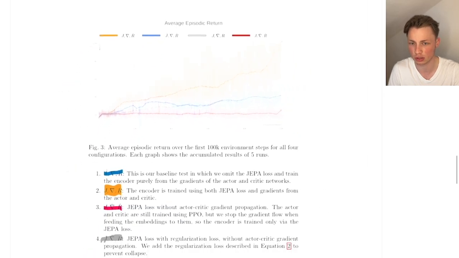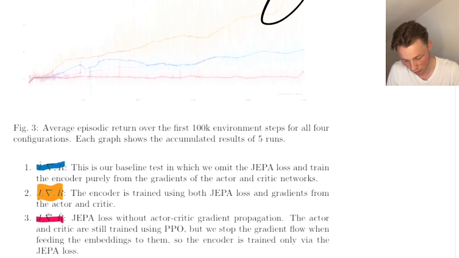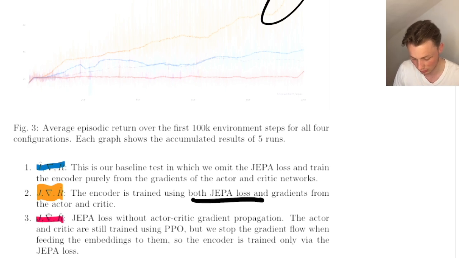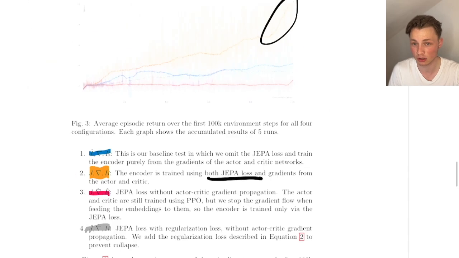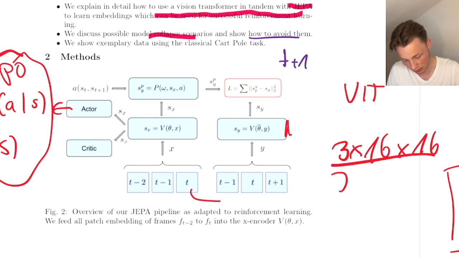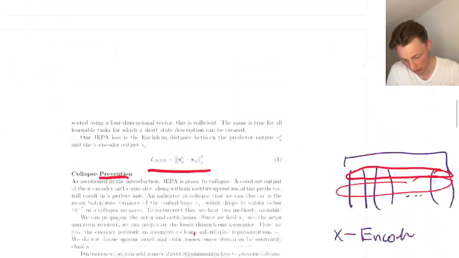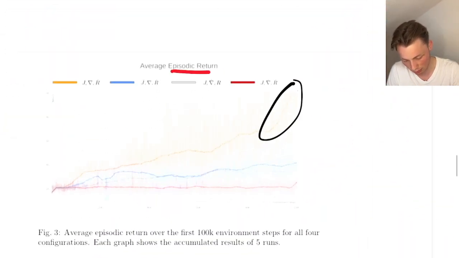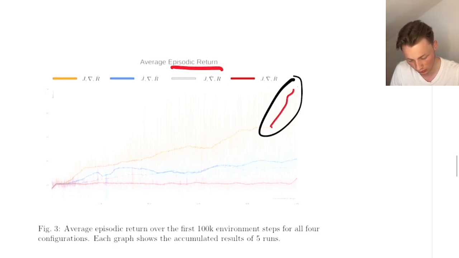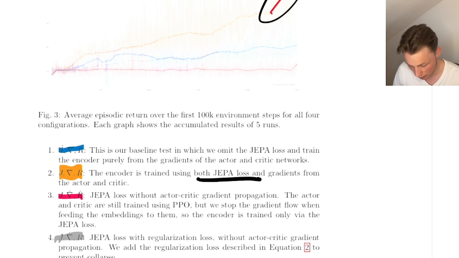So I guess we could just jump into the results. It's not visible so clearly, but most important, this orange line here is the one which is trained both with JEPA and the gradients from the actor and critic. So in the orange part they use the gradients from the actor and critic and the gradients from this loss in order to update the encoder, and this results in the best average episodic return. So it goes like this, and if we compare to the others, they are all much worse.